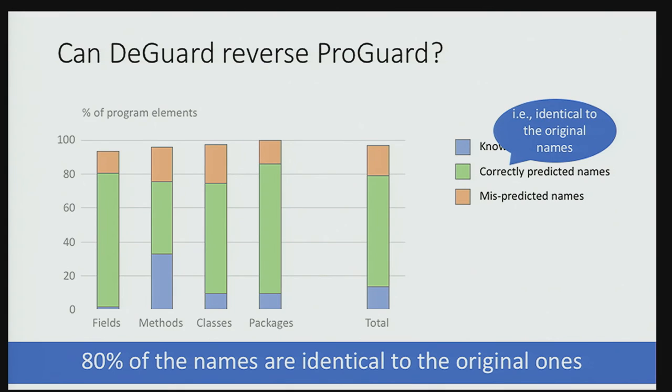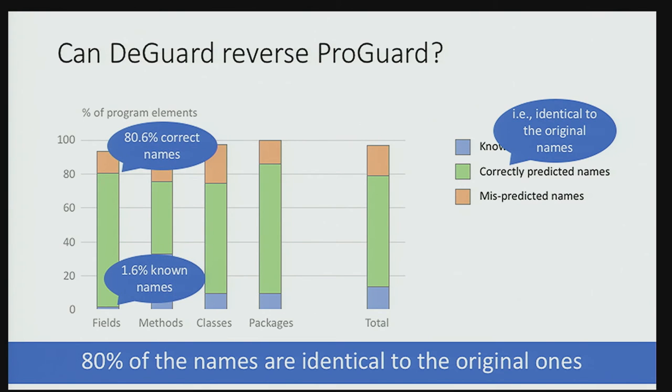And we see on the rightmost bar that starting from 13%, roughly 80% of the names are recovered and identical to the original ones. And there are some quite significant changes if you look at the breakdown for different program elements. For fields, initially, after obfuscation, we had only 1.6% of the names, and after deobfuscation, this jumps to 80.6%, which is quite significant.